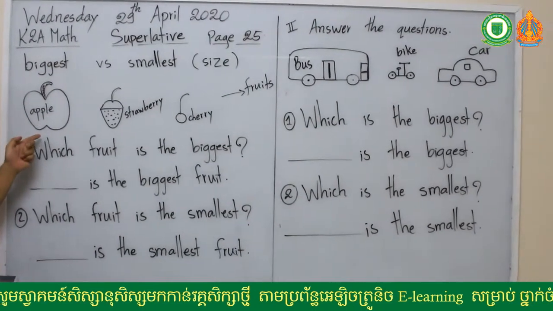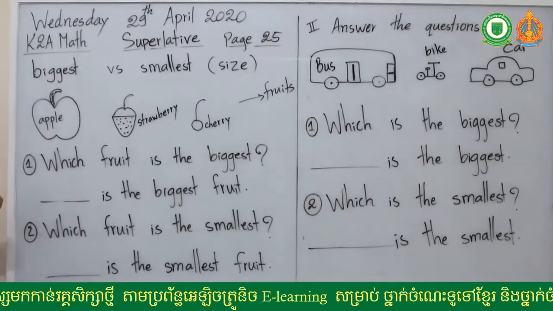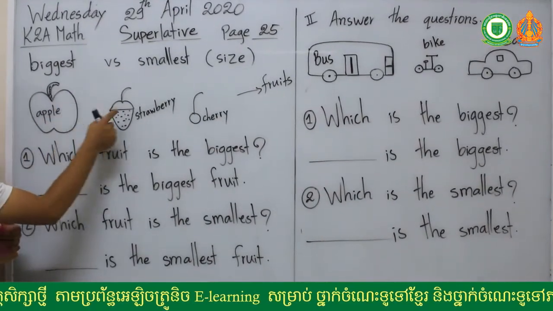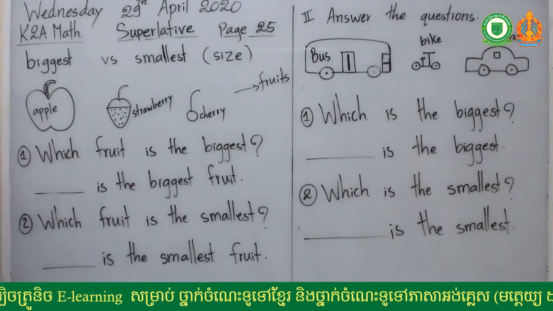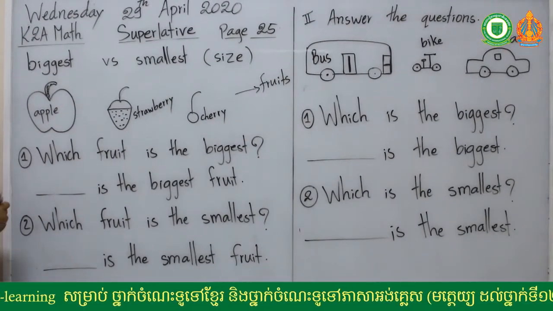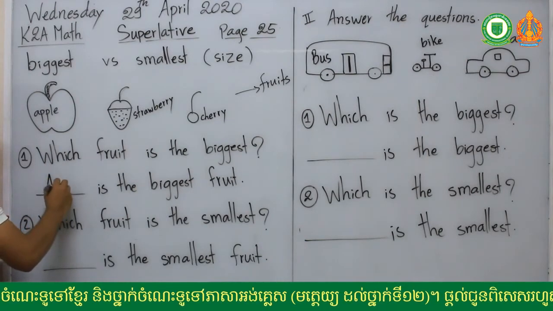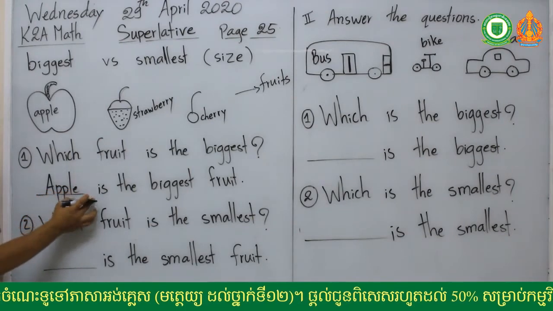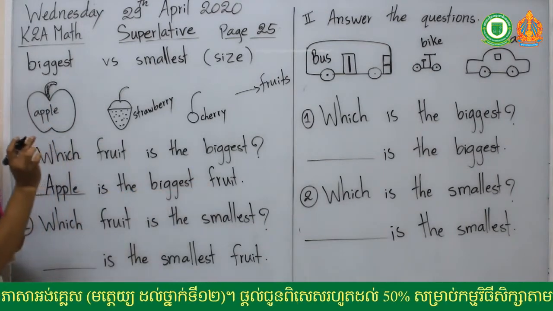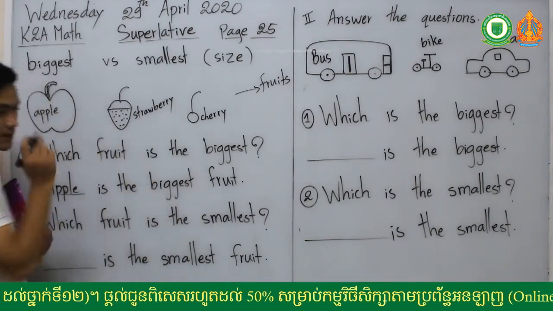Alright, the answer is apple. Apple is the biggest. Why? When you look at each one here, apple is the biggest. So complete here: apple. Alright, so apple is the biggest fruit. Apple is the biggest fruit.